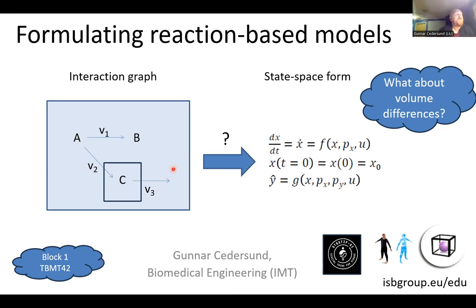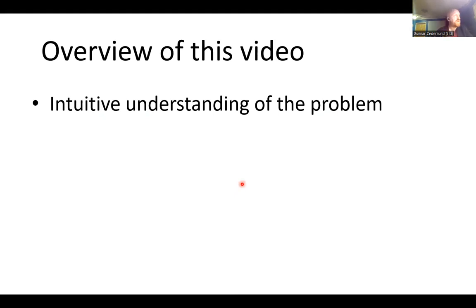Then you need to think about the things that we talk about in this video, which is how to deal with these volume differences, because they will start to appear and some things will be a little bit more complicated. So let's learn how to write up the state space form, the ODEs, in the case where we have this type of transport reactions, where we have volume differences between the two compartments. So what will we do? Well, the first thing is to get an intuitive understanding of the problem. Why do we need to deal with this at all?